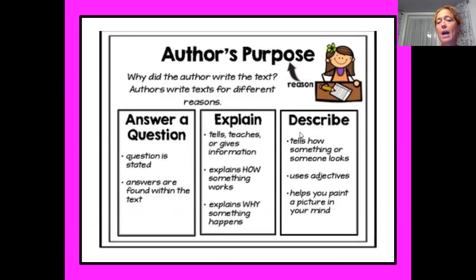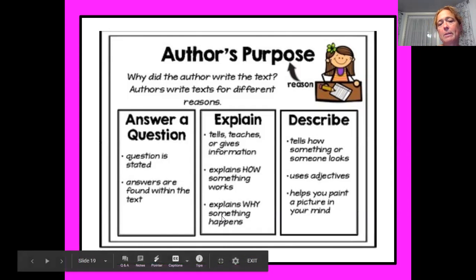To describe, which remember I told you uses adjectives, to describe whatever they're describing, whether it be how someone looks, or how someplace looks that they're visiting. They use adjectives to do that. It also tells how something or someone looks and helps you paint a picture in your mind. So adjectives are wonderful things to use in your writing. That way the reader can better create an image in their brain on how the situation or the place or the person looks. Today we're going to be talking about explaining.